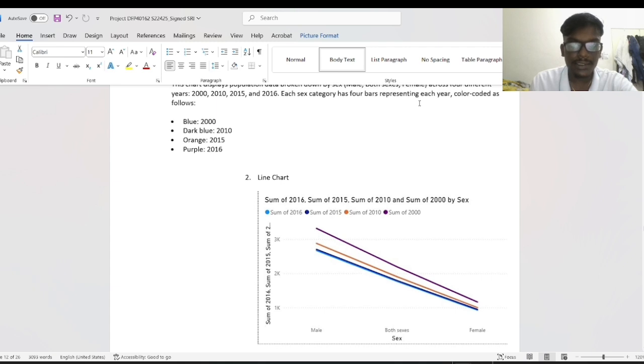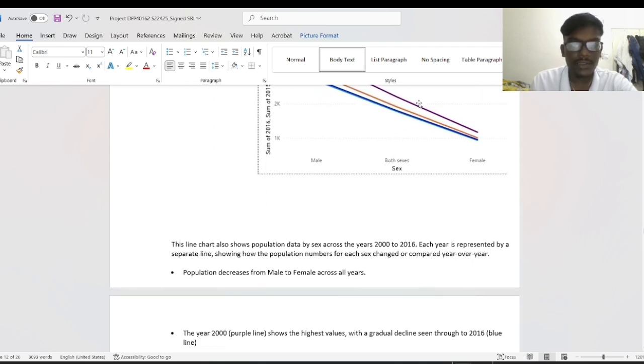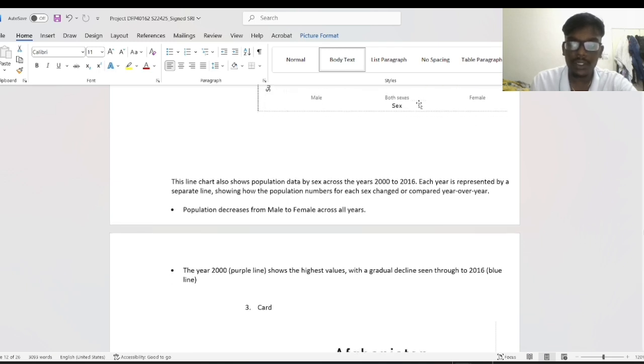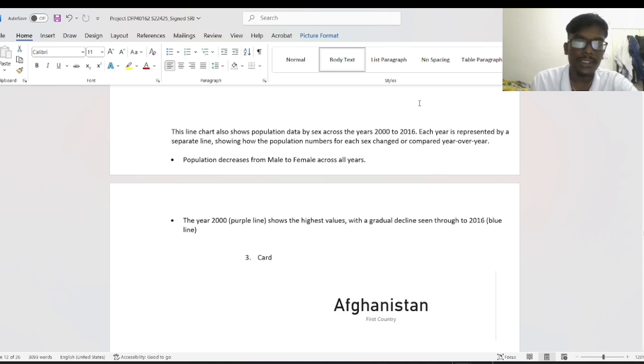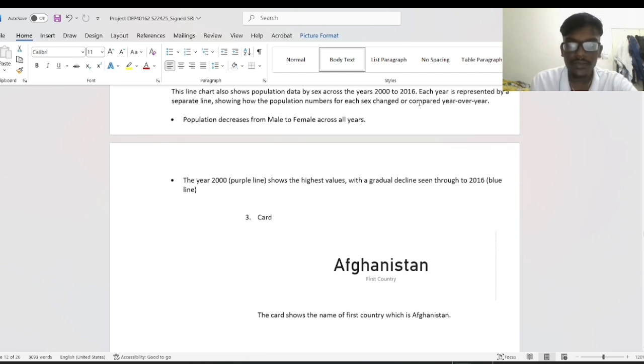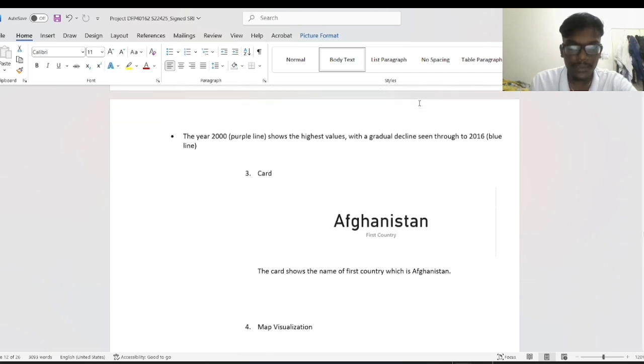And the second chart is a line chart. This line chart also shows population data by sex across the years 2000 to 2016. Each year is represented by a separate line showing how the population numbers for each sex change or compare year over year. The population decreases from male to female across all years. The year 2000, which is the purple line, shows the highest values with a gradual decline seen through 2016, which is the blue line.